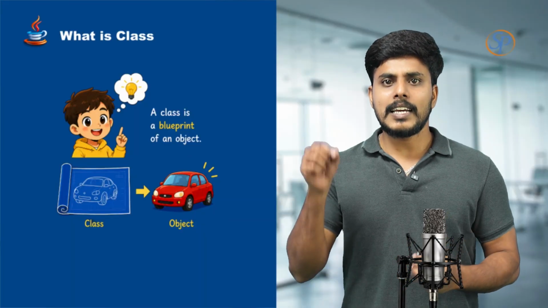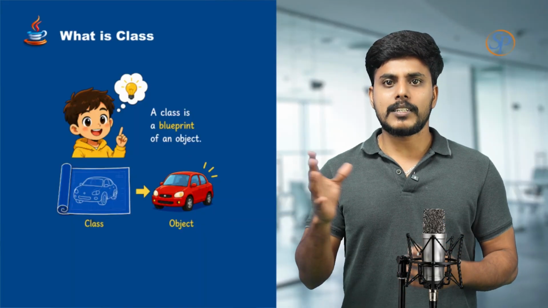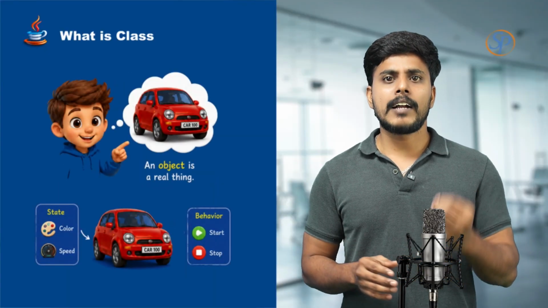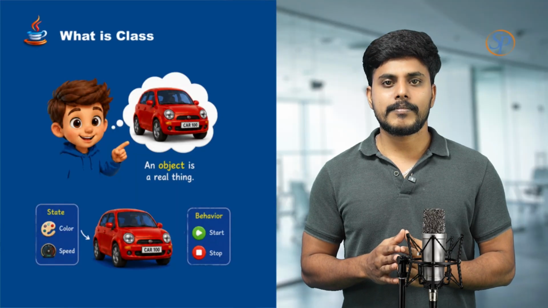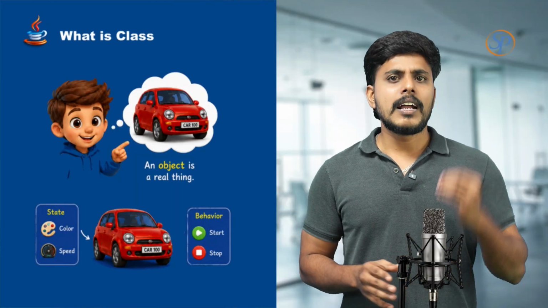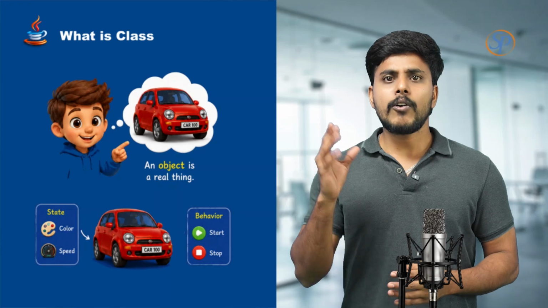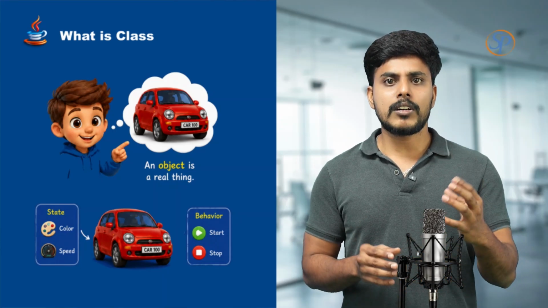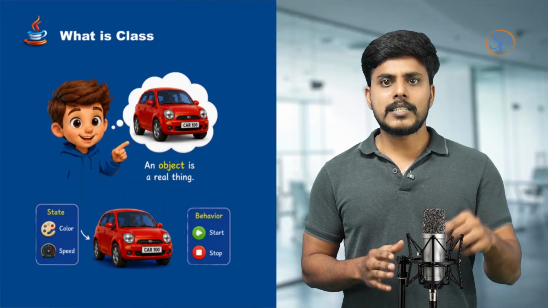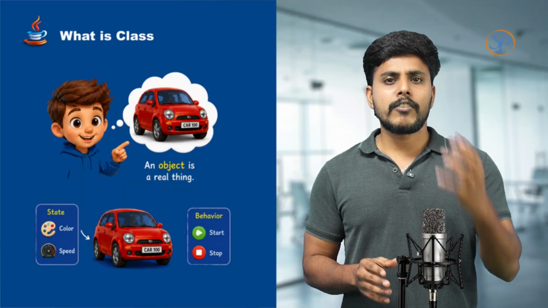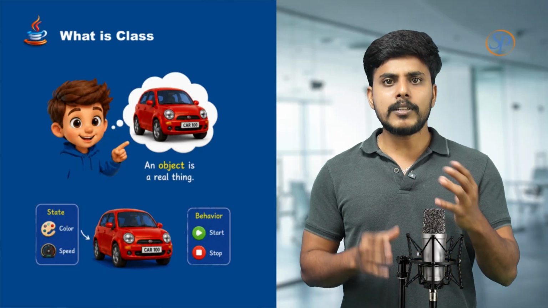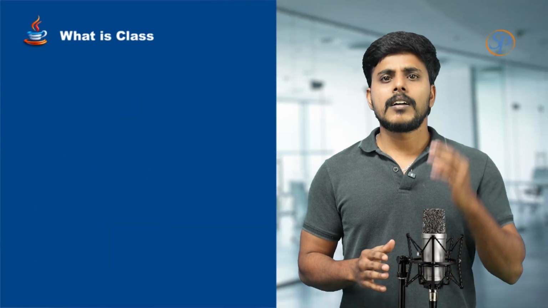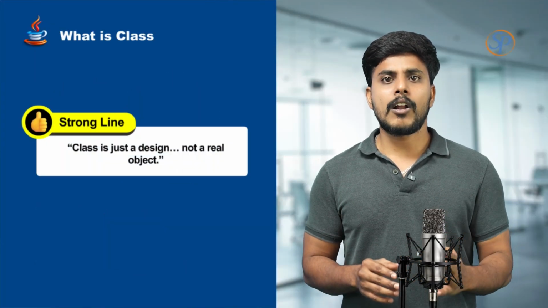So what is a class? A class is a blueprint of an object. It defines what data an object will have and what actions it can perform. For example, let's take a car class. It can have variables like color, speed, and it can also have methods like start, stop. So, in simple words, a class contains variables and methods. Variables represent data and methods represent actions. Class is just a design and not a real object.